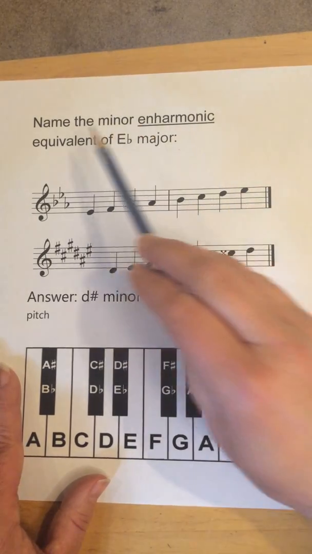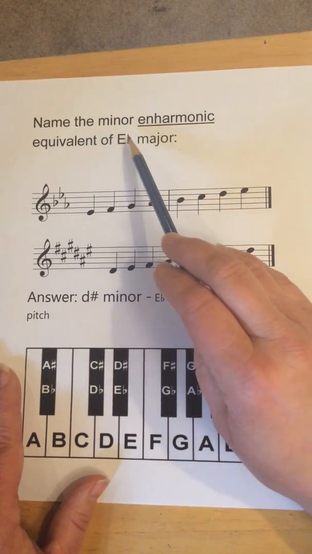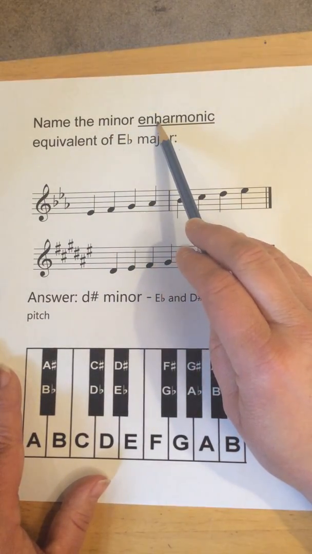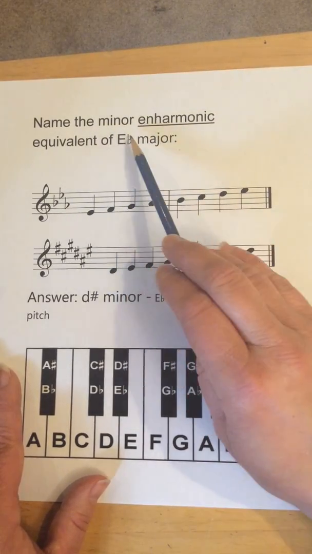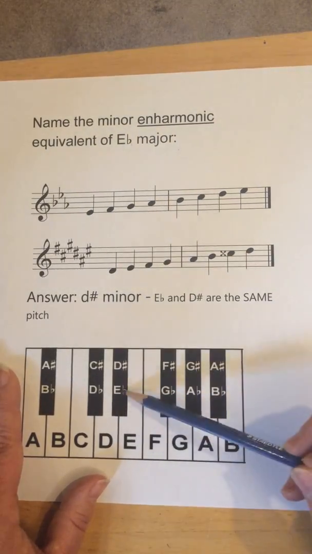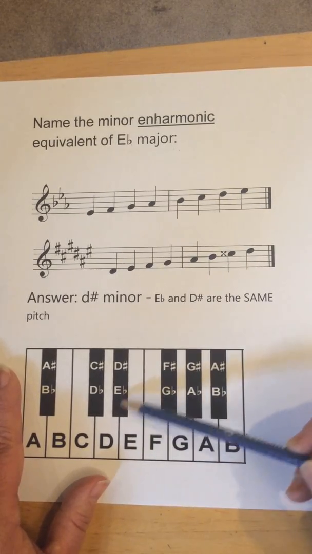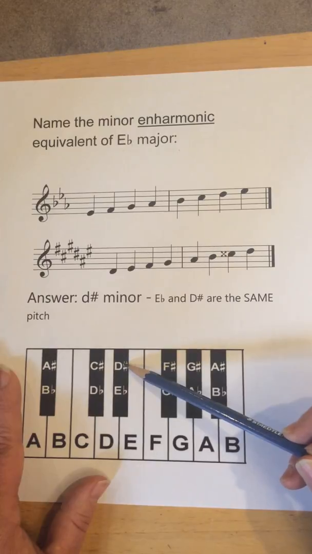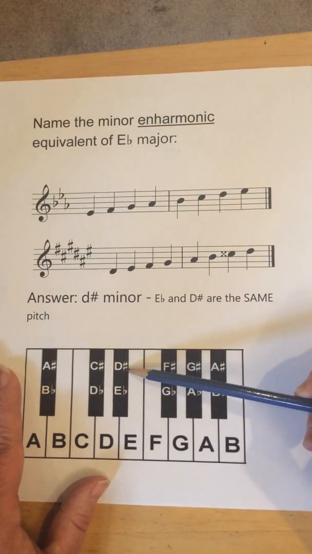Okay, then we go, they want the minor enharmonic equivalent. So forget about that for a minute. E flat major, enharmonic equivalent. Don't worry about the major or minor or whatever. Enharmonic equivalent. So what is the same as E flat? Well, here, I put this in so you can see E flat is the same as a D sharp, enharmonically. So therefore, we want to know what the minor is. So it is D sharp minor.